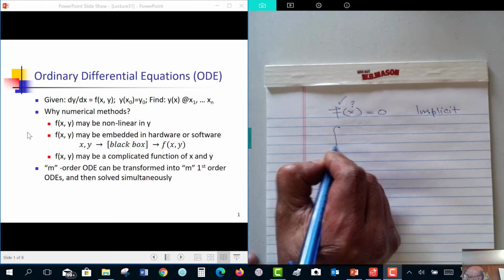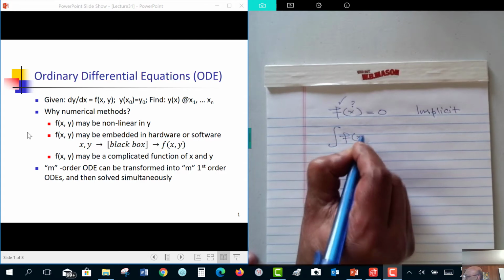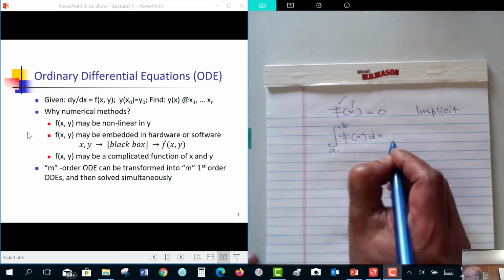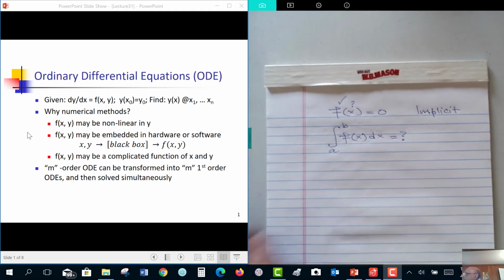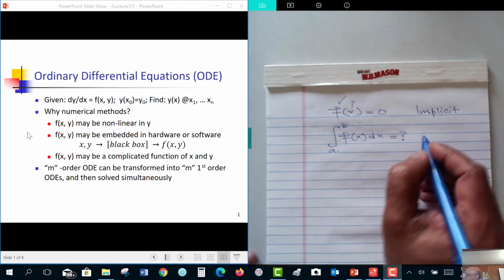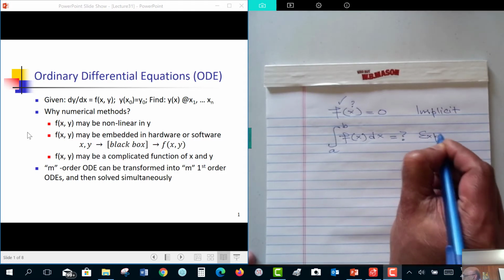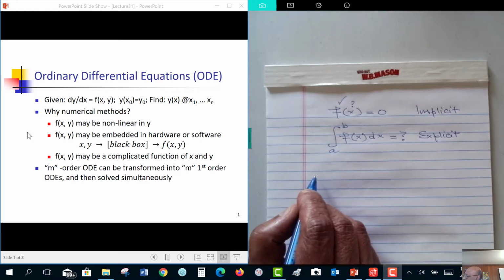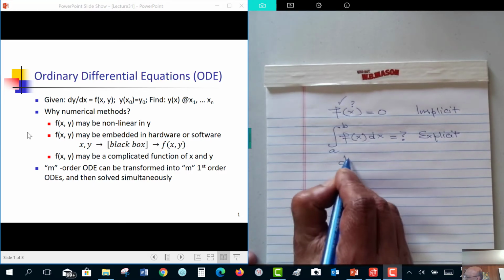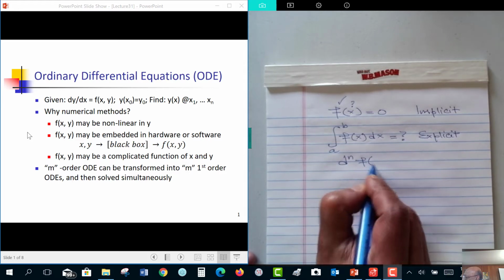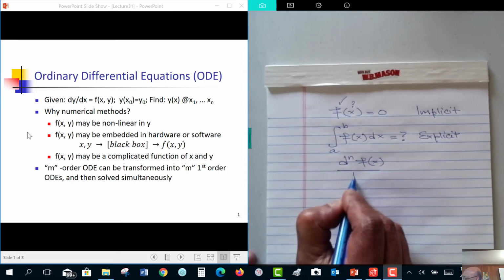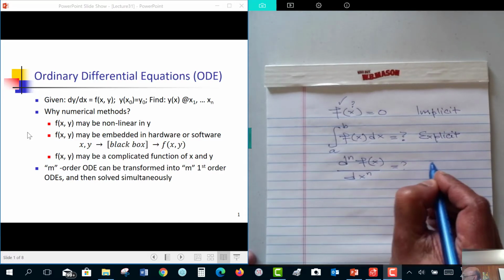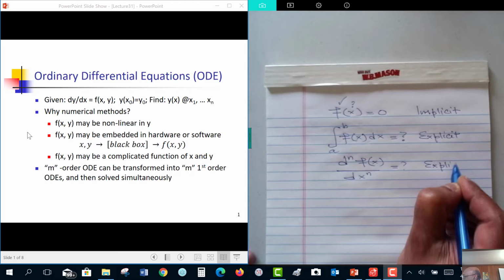Then we learned how to integrate a function, a definite proper integral. And this is considered an explicit type of equation because our unknown is on one side. And then last week we learned how to take derivatives. And again, this is an explicit type of equation.